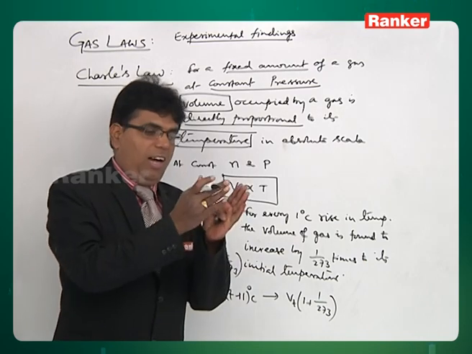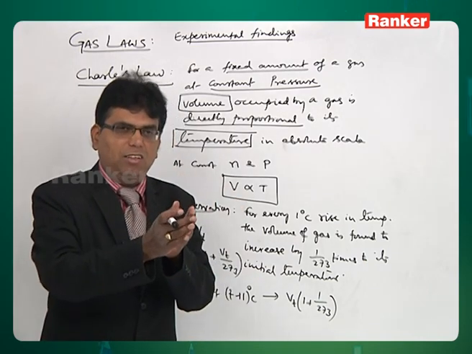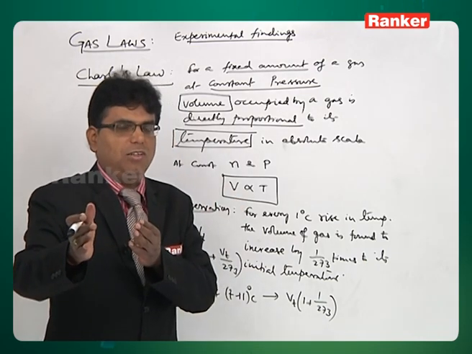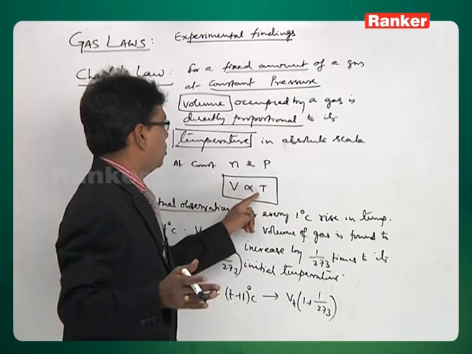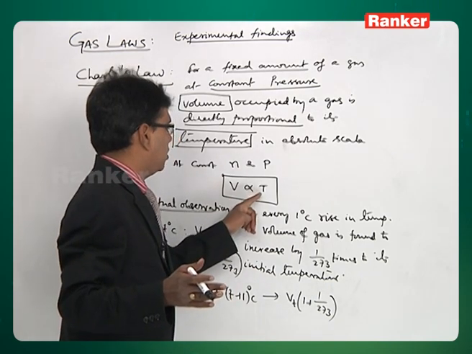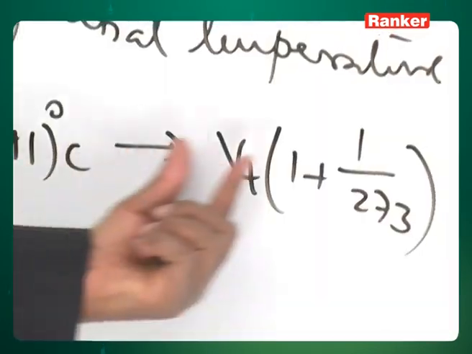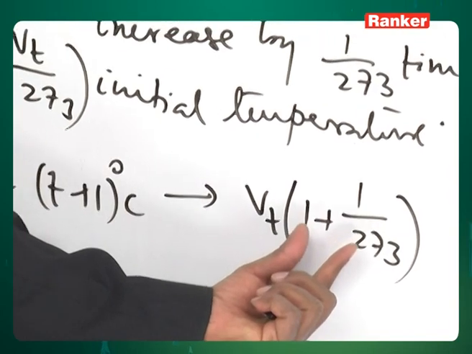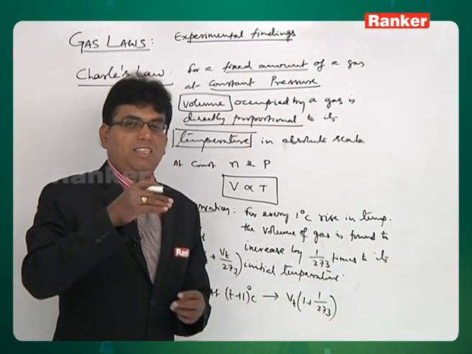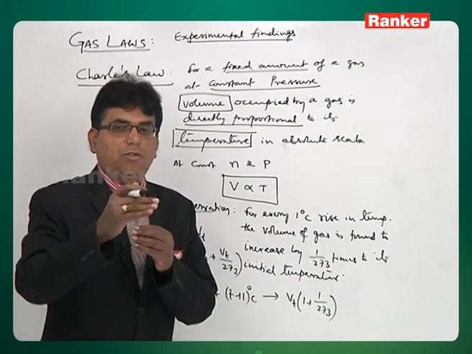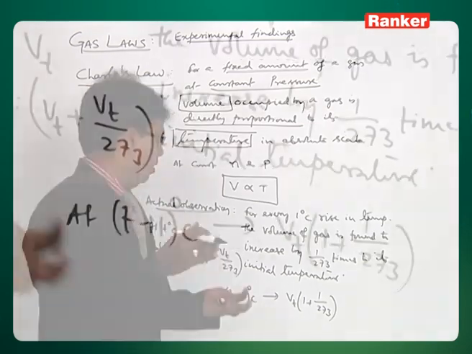So, as the temperature is increasing, volume is also increasing. That is what we wrote, volume is proportional to temperature. As the temperature increases, volume is increasing. But as the increase is 1 by 273 times, this is where the need for temperature in absolute scale is found to be necessary.